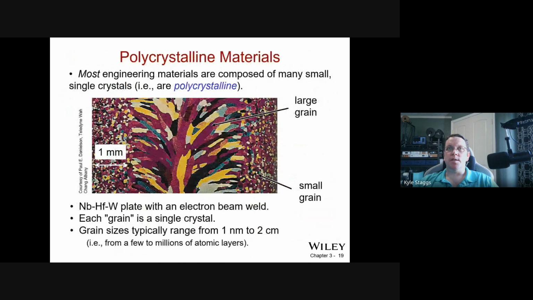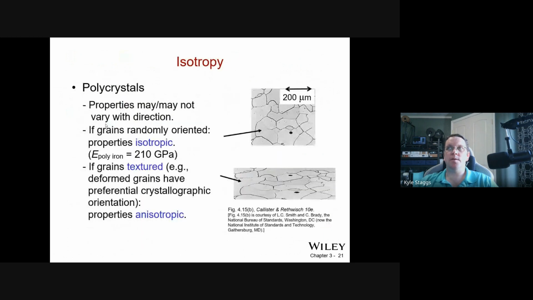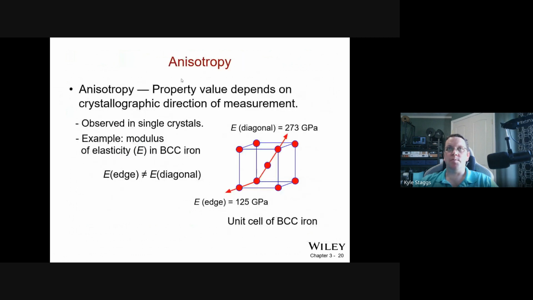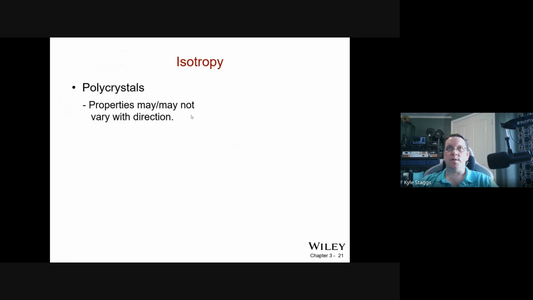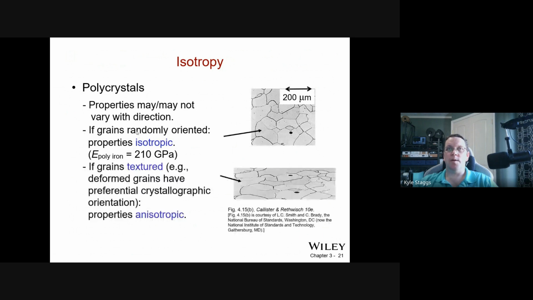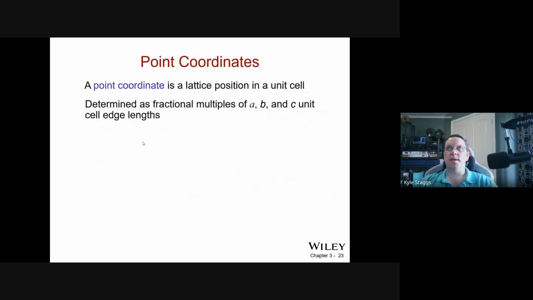But I think it's in this chapter where they start talking about it, so it is important to understand anisotropy versus isotropy. So if they're random, they're isotropic. Those are things that are important to understand.